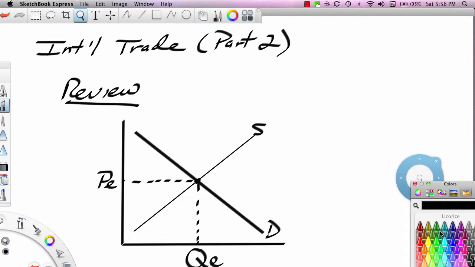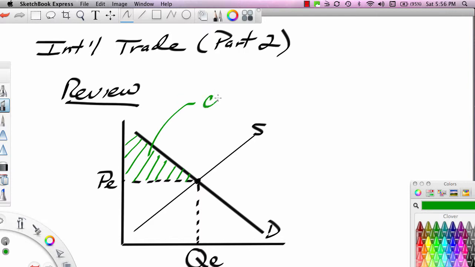Before we actually go into the arguments, we need to review a couple concepts. When you look at basic market theory using a supply curve and demand curve, if you identify the area below the demand curve and above the price line, you actually are identifying an area called consumer surplus. Now, consumer surplus represents the value the consumer receives but doesn't pay for.